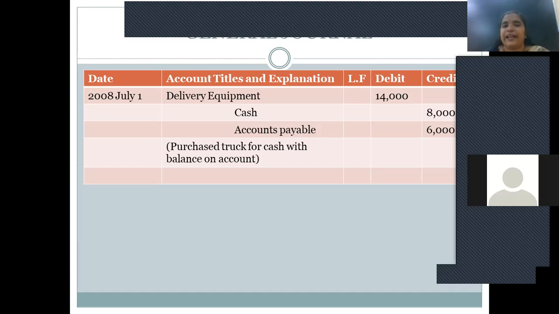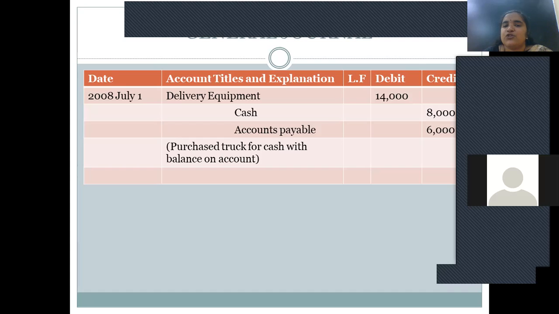So here we have three accounts. Equipment is purchased. Some amount is given in cash, and some amount is taken as a loan. So we have three accounts here. Equipment is an asset. Cash is an asset. Accounts payable is a person.